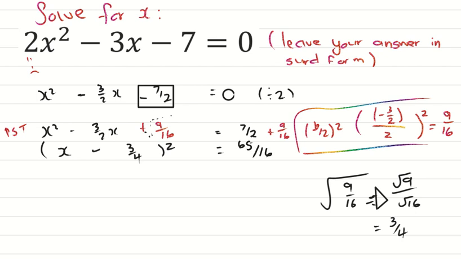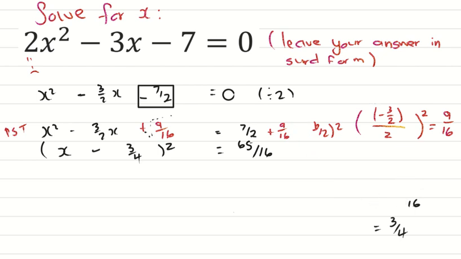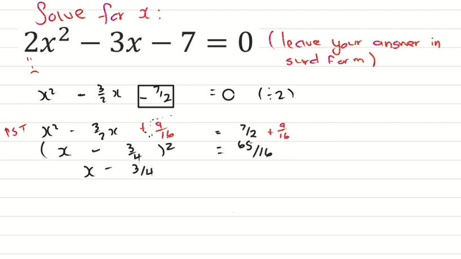Now we're almost done. To get rid of the stuff in our way, we just need to go ahead. Let me clean this up a bit. We need to go ahead and get rid of the square. So we say x minus 3/4 is equal to plus minus the square root of 65 over 16. Okay, almost done. Now we need to go add 3/4 on the right hand side. So x is equal to plus minus square root 65 over 16 plus 3/4.